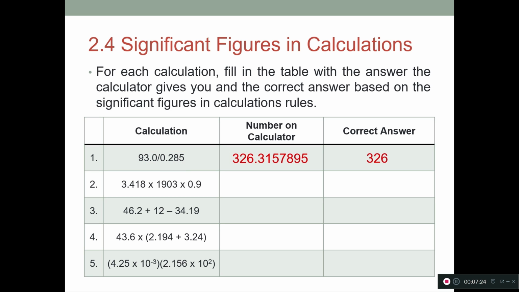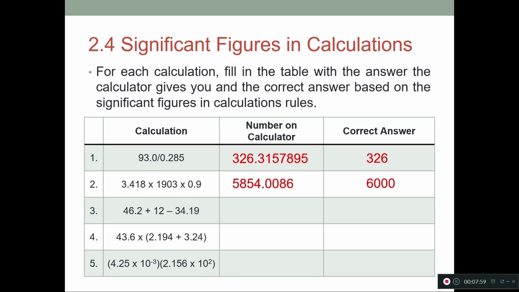For the next one, we are doing 3.418 times 1903 times 0.9. If you put that in your calculator, you'll get this as your answer. What we want to do is count the significant figures in each of these, and we see that the one that has the fewest has 1. So that would just be that first digit right there. We look at the one that comes after that, which is an 8, which means we have to round that 5 up to the next highest one. And so that would give us 6,000 as the correct answer.